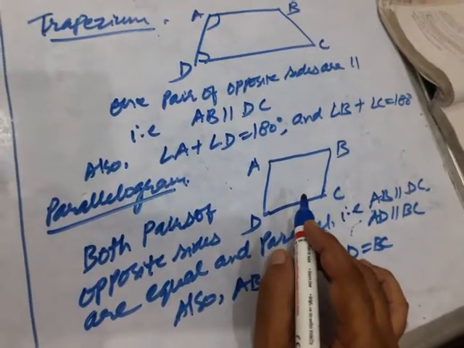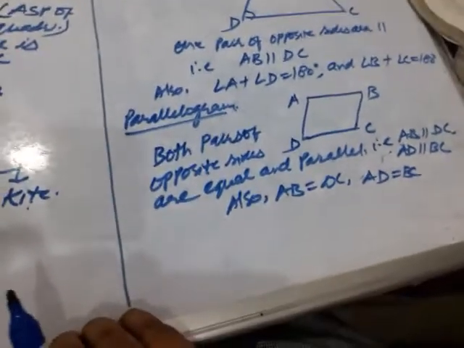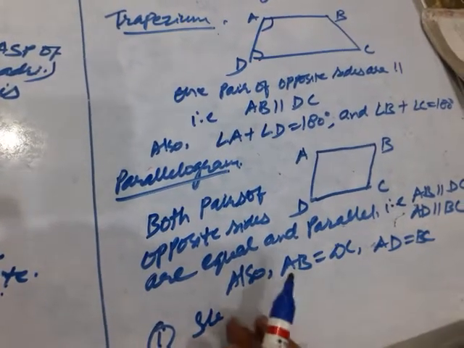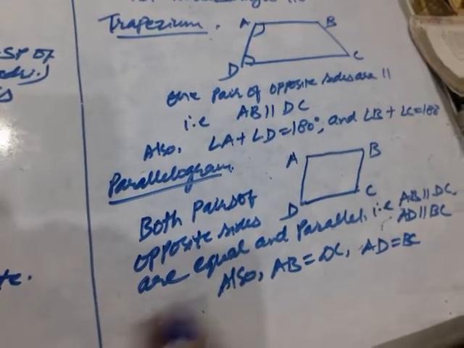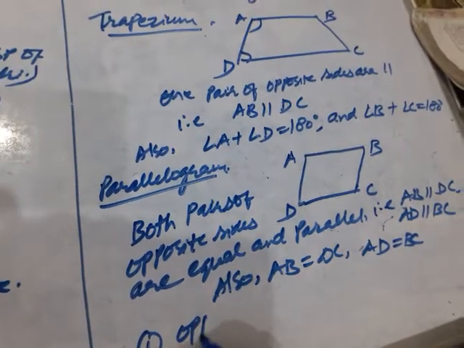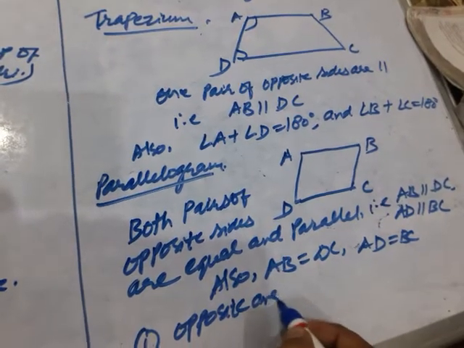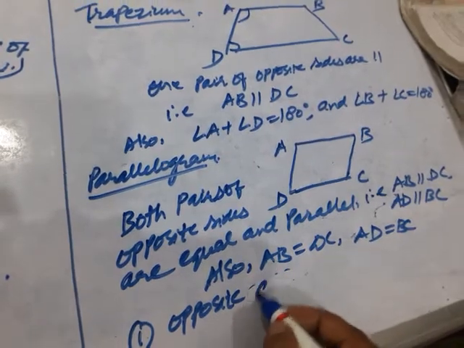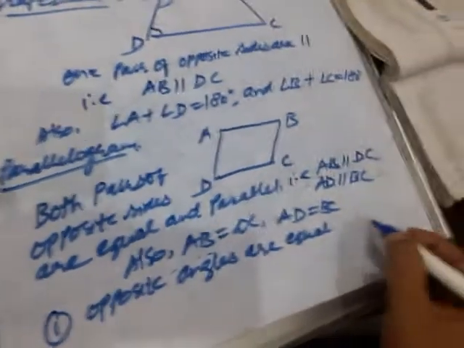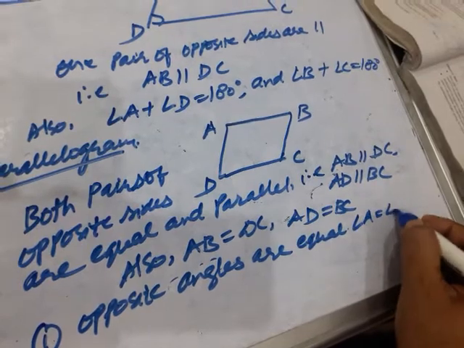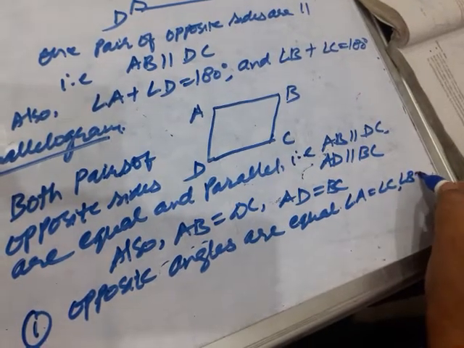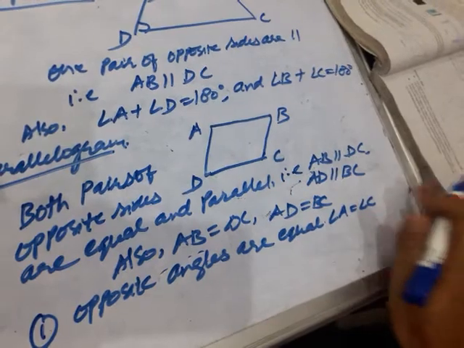What are the other properties, children? Sum of adjacent angles equal to 180 degrees. One more thing you write down: opposite angles are equal. What does it mean? That angle A equal to angle C, angle B equal to angle D.